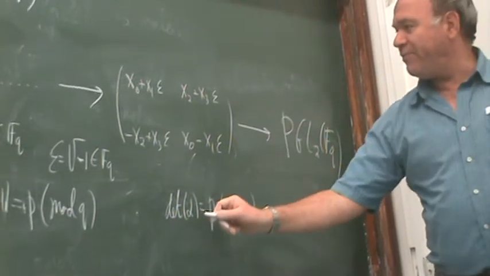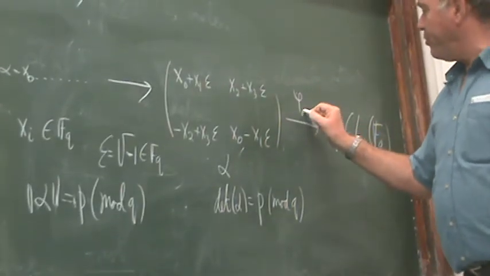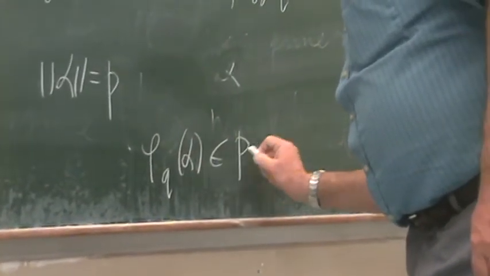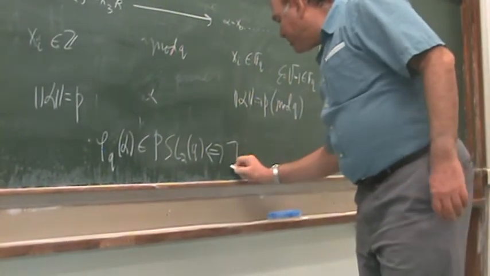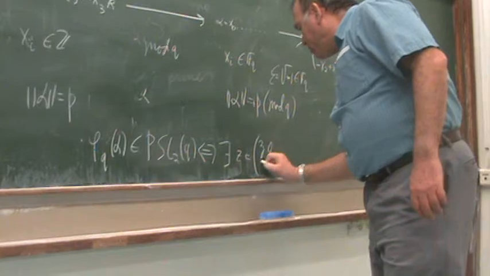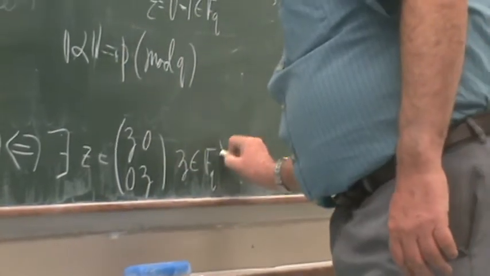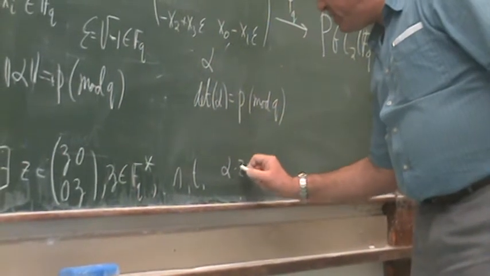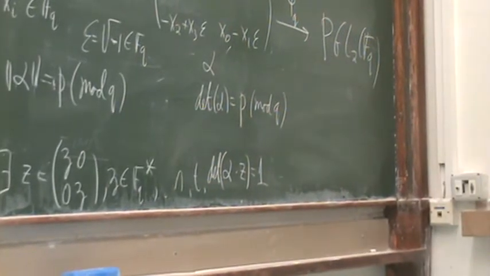Now, I call this alpha. Let's call this phi of q. Now, phi q of alpha is inside PSL2q if and only if there exists some element z in the center, so z is a matrix z, 0, 0, z, with z in Fq star, such that the determinant of alpha times z is equal to 1, right? Exactly as we did before.